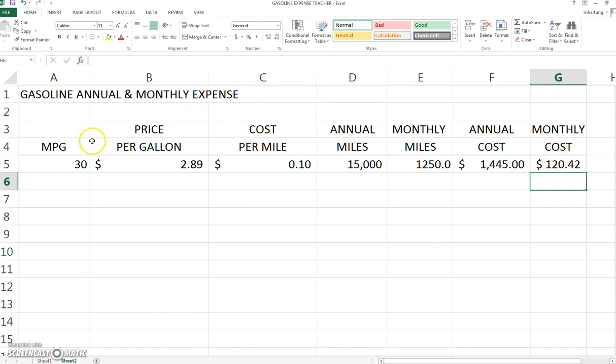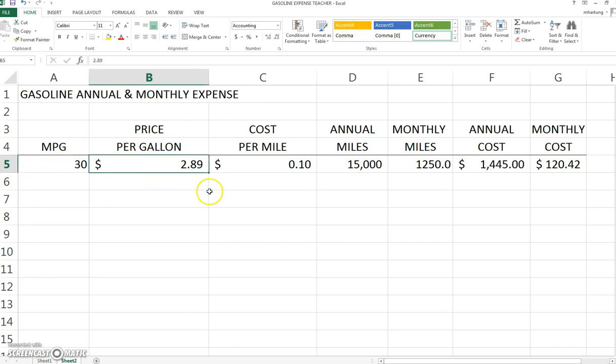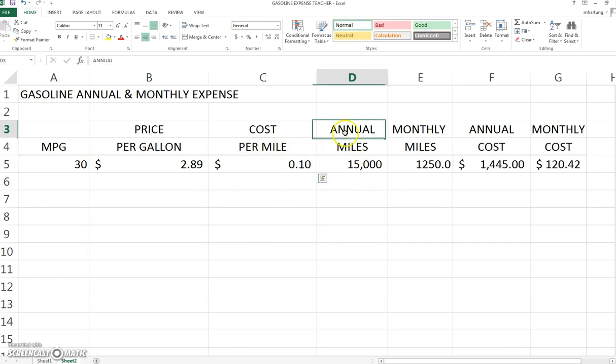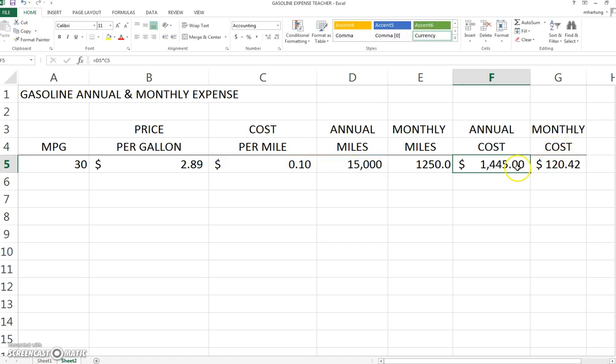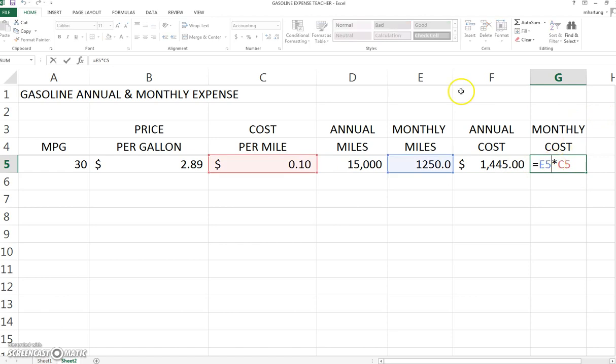So to review, you need the miles per gallon for your particular car and the current price of gasoline, so that you can calculate the cost per mile. Estimate your annual miles, divide it by 12 to get your monthly miles, and then your cost for a year is the number of miles you drive per year times the cost per mile. The monthly cost would be the monthly miles times the cost per mile.